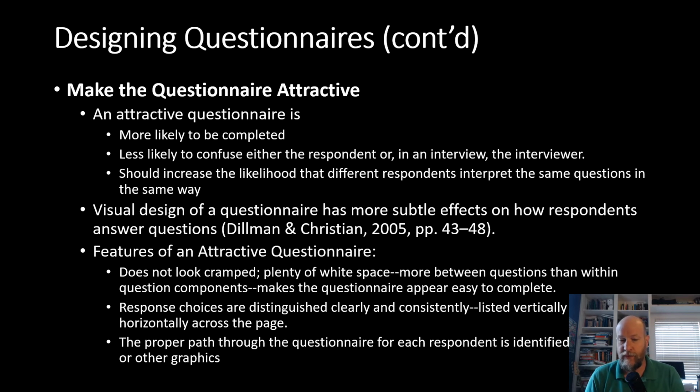You want to make sure that your response choices are distinguished clearly and consistently. We often find that listing them vertically, as that matrix question was, versus horizontally across the page can make it a lot easier for people to understand. It's easier to get lost along one line of text than it is to see bulleted or lettered or numbered answers in a vertical fashion. And the proper path through the questionnaire for each respondent is identified clearly, especially if you have filter and skip type questions. Many people will utilize arrows, even colored arrows. If yes, then go to here, and you literally draw the respondent an arrow so they know where they're going.